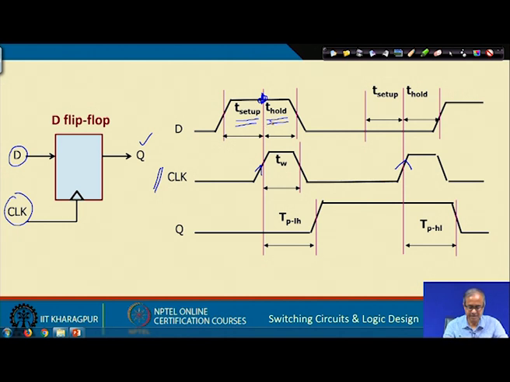Now, since D was 0 and is becoming 1, Q will also become 1. So, this is a low to high transition, denoted by propagation delay low to high. Suppose later, when the next clock comes, my D is 0 here. Again I must apply this 0 a T setup time before, and maintain it for a duration of T hold after this. Now, the output goes from 1 to 0, so the corresponding delay will be T p high to low.